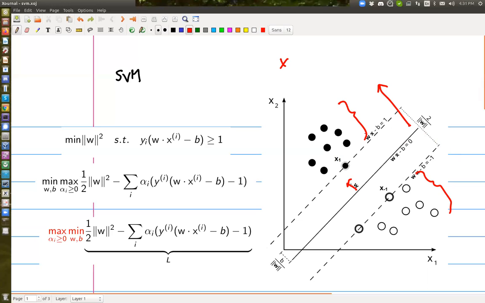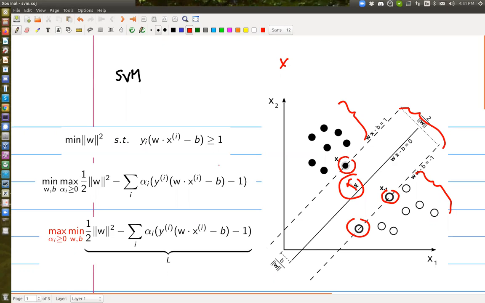And of course, the way we select W is such that we want to maximize this gap here. And that's basically what support vector machine is doing. And why is it called support vector machine? Because the sample points that are exactly at the boundary of the gap are known as the support vectors.